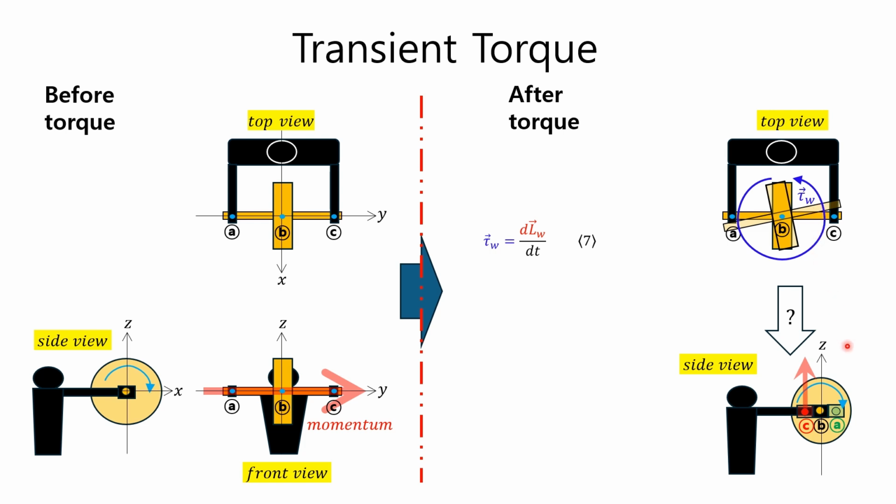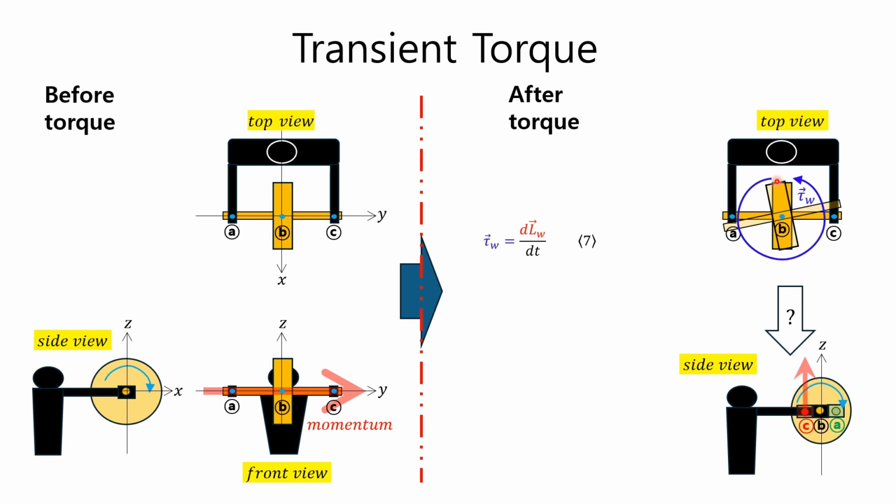In this case, since the right hand point B is pushed and the left hand point C is pulled, the direction of the torque axis is the positive z-axis. As shown in equation 7, the person applied the active torque tau only for a time of dt, thereby changing the direction of the angular momentum of the bicycle wheel about the positive z-axis. How will the bicycle wheel behave in this case?